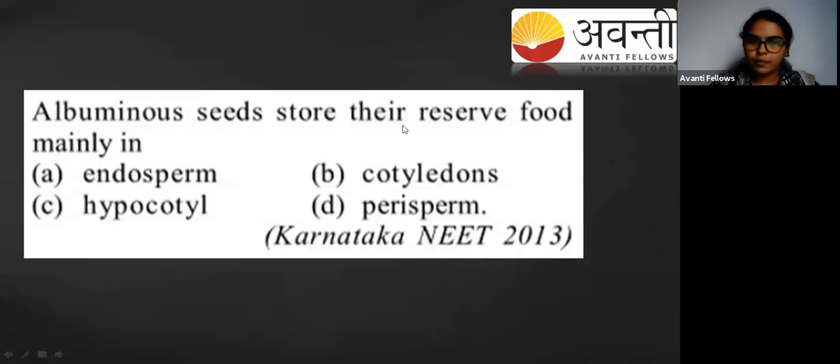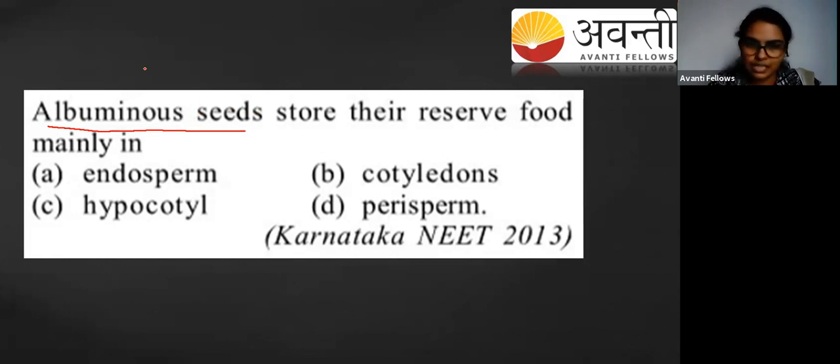So 63% of people have chosen option A, 17% have chosen option B, 13% have chosen option D, and 7% have chosen option C. We have been discussing albuminous and exalbuminous seeds for 20 to 30 minutes now. Okay, so albuminous seeds store their reserve food where? This is such an easy question.